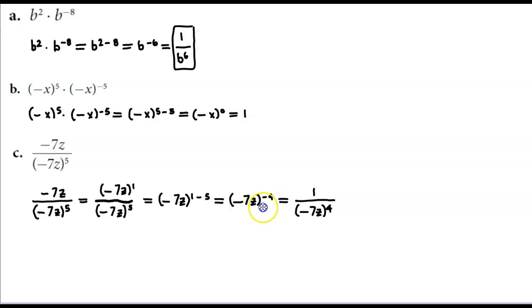And again, we don't want to leave that as a negative exponent, so it's going to equal 1 over the base of negative 7z to the positive exponent of 4.